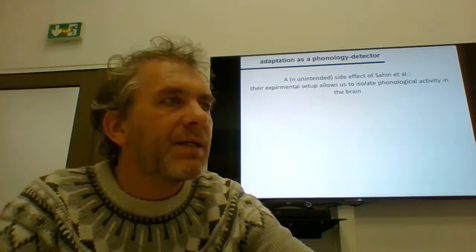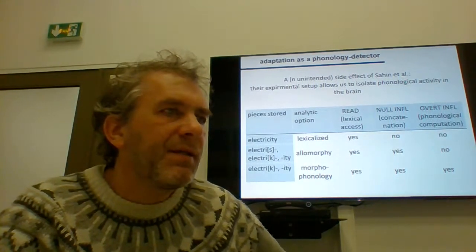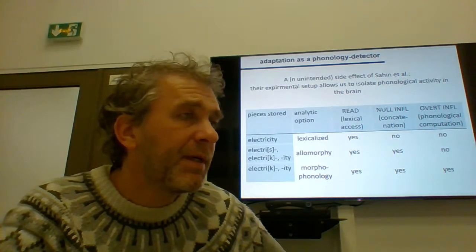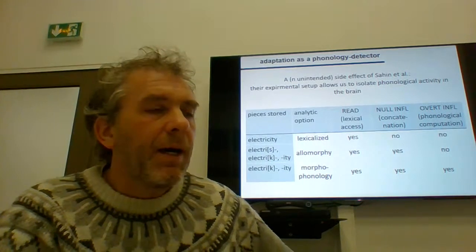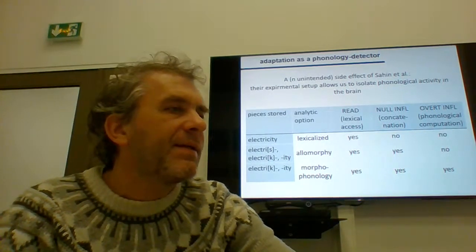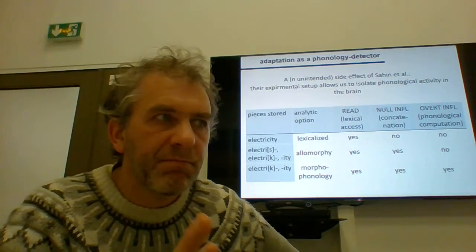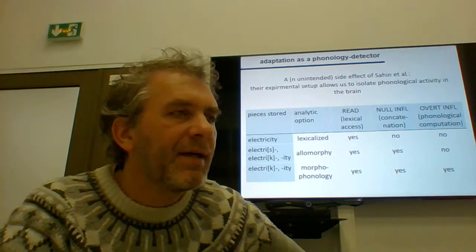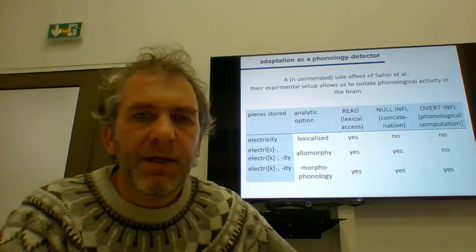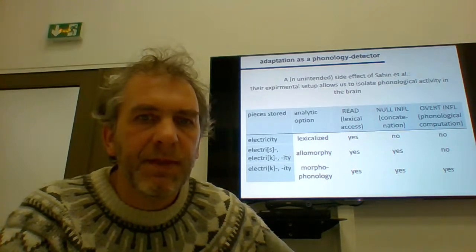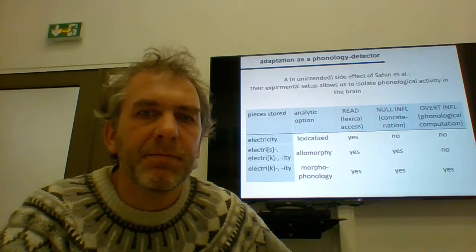So an unintended side effect of Scheer et al. is that their experimental setup allows us to isolate phonological activity in the brain. And if you recast their experimental condition into things that linguists call differently than concatenation, then you see that when you do a lexical access, you do morphological concatenation, but no phonology. That could be allomorphy. So that's a description of allomorphy. You manage a phonological alternation without doing phonology, but doing morphology.